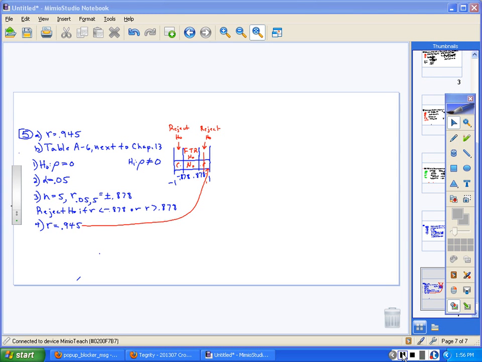and so step 5, there's 2 parts. Initial conclusion is reject H0. And the final conclusion, normally we talk about a claim, but in this one we don't. We just answer the question whether there is correlation or not. And yes, in this case, there is correlation.